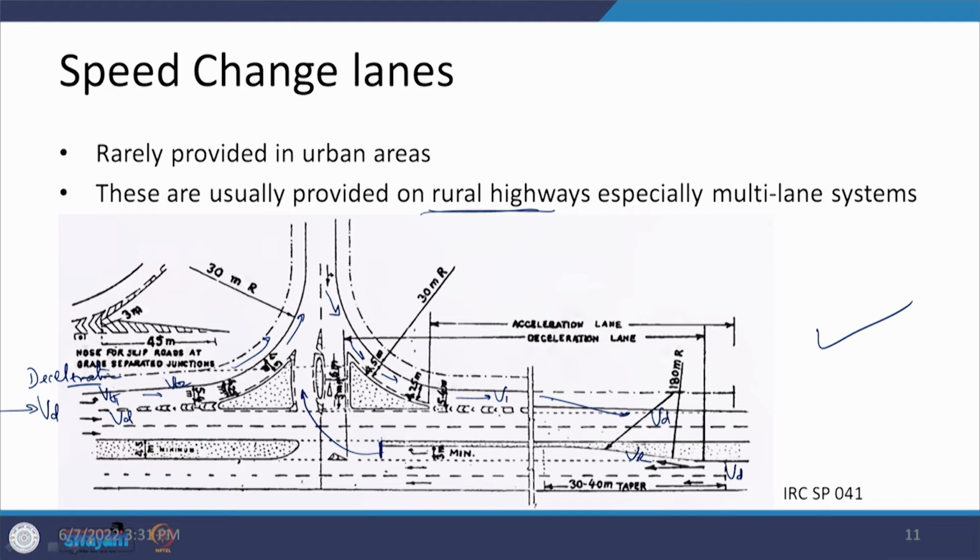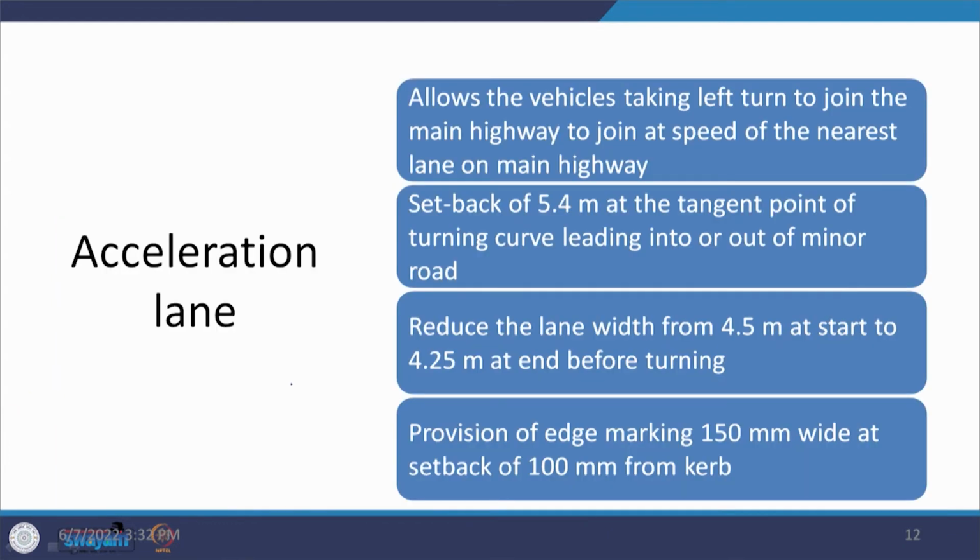Now, what additionally you can see here is that there is a right turning lane being provided and we discussed it already. There are islands being provided here, there is a median provided on this side, and there is another island which is a divisional island. So, directional islands, divisional islands, medians, and markings, all together define in what particular fashion the driver should move on this intersection. Now, let us talk about these speed change lanes as acceleration lane and deceleration lane. Acceleration lanes allow the vehicles which are taking a left turn to join the main highway at a particular speed which is the speed of the main highway.